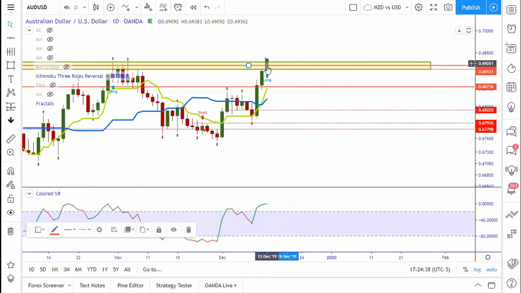Maybe it closes lower tonight or tomorrow, but this is a daily time frame, so I would put my stop loss a little higher. Once that candle closes, that's where I would put my stop loss, a little above.